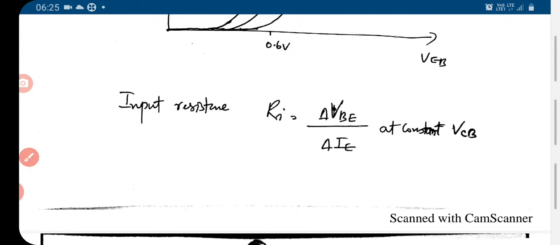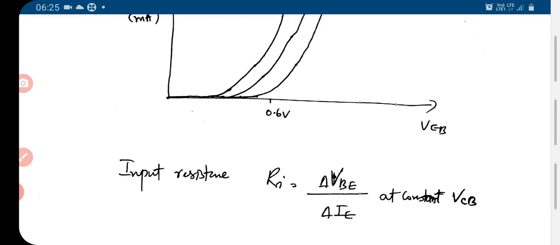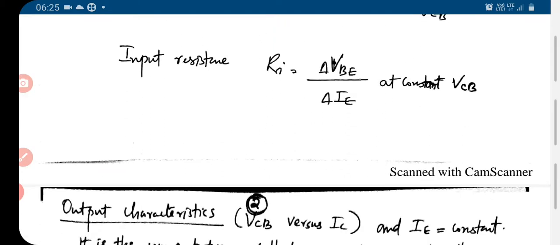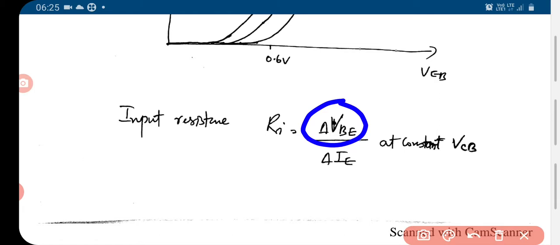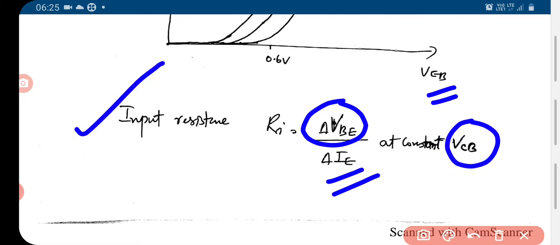Then the input resistance. Input resistance, Ri, that is delta VBE by delta IE. Delta VBE is the small change in the emitter base voltage VBE or VEB, that is the small change in the input voltage and the corresponding small change in the input current at a constant VCB. So this is the input resistance.